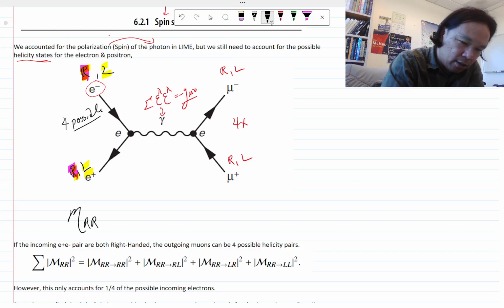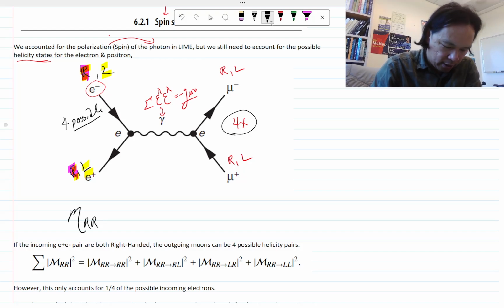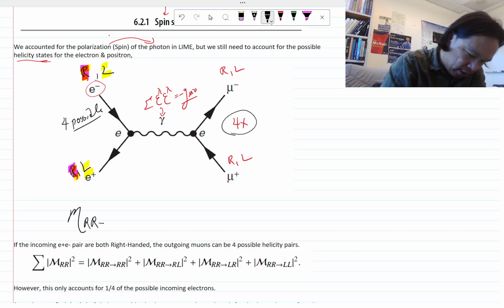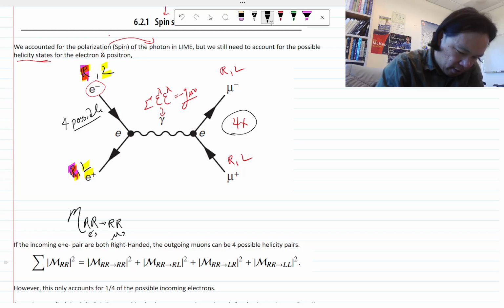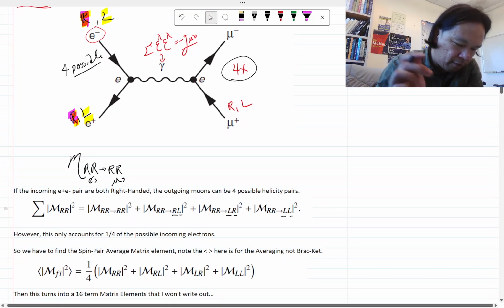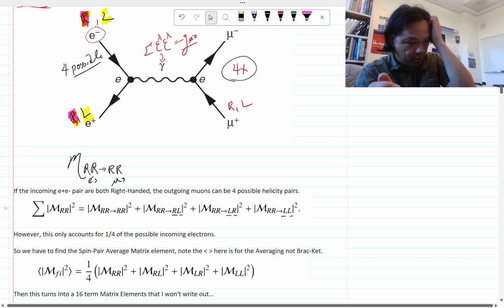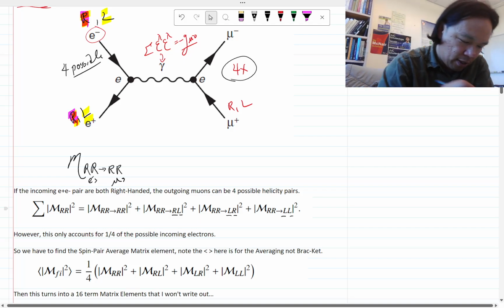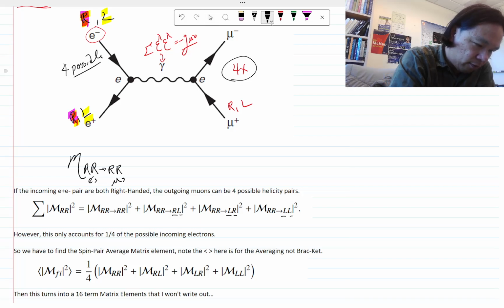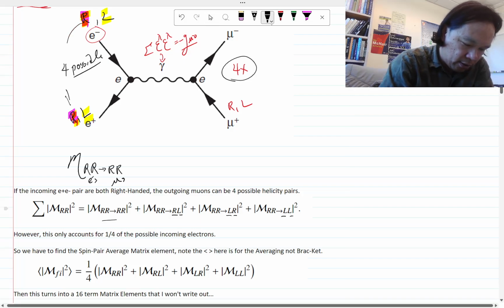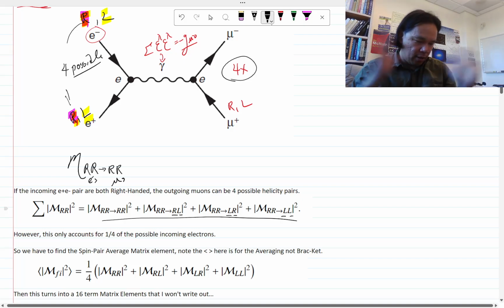But this photon can decay into these 4 different possible outgoing helicity states. So this can actually decay into 2 right muons, or it can decay into a right and a left, it can decay into a left and right, and it can decay into 2 left-handed muons. Okay, so already, just for 1/4 of these possibilities, there's already 4 terms. Guess what's going to happen?